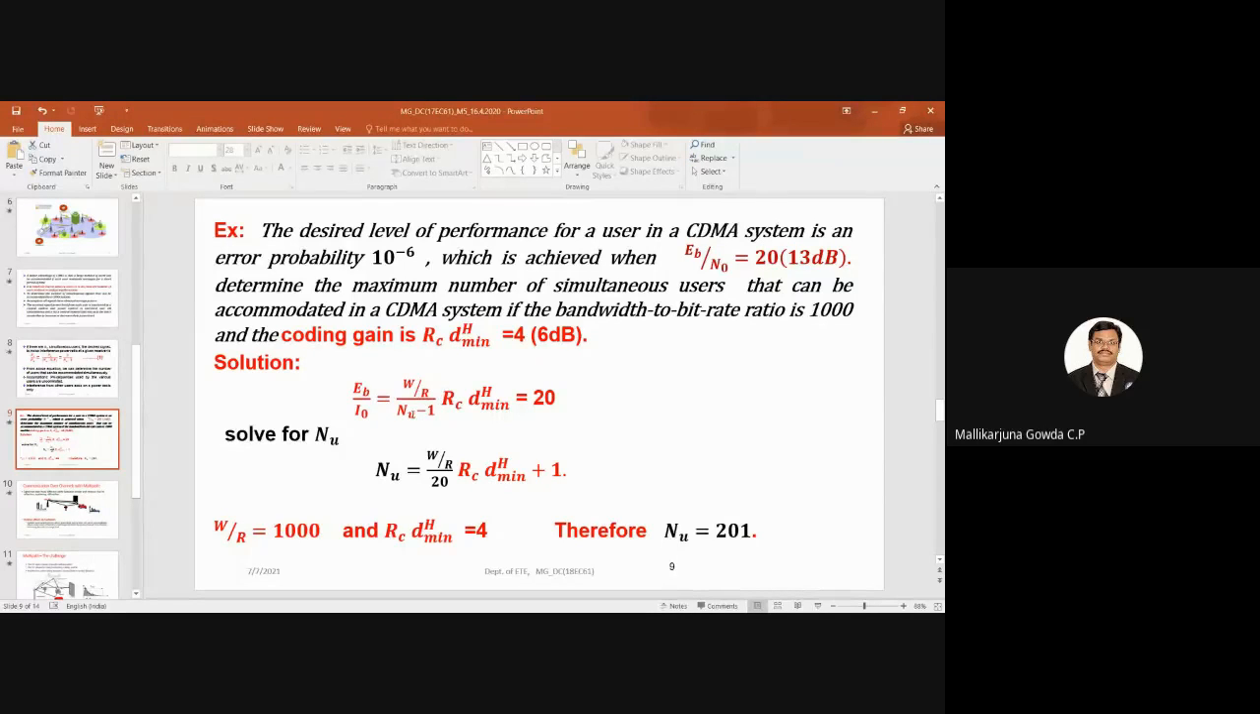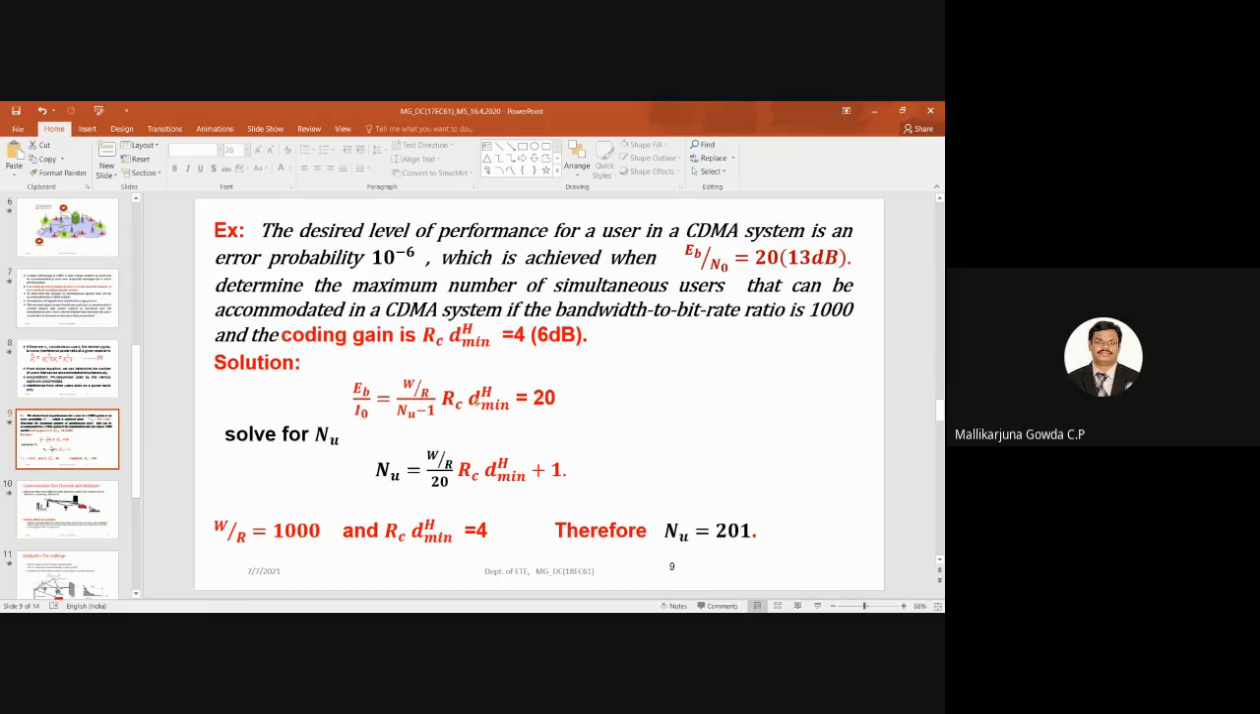Because I know W by R, since he has given the bandwidth to bit rate ratio, meaning W by R is 1000. And this value Rc into d minimum power h, which is equal to 4, is also given. So I will be able to easily find the value of Nu. If I solve for Nu, then Nu is equal to W by R divided by Eb by N naught, into Rc into d minimum power h, plus 1.